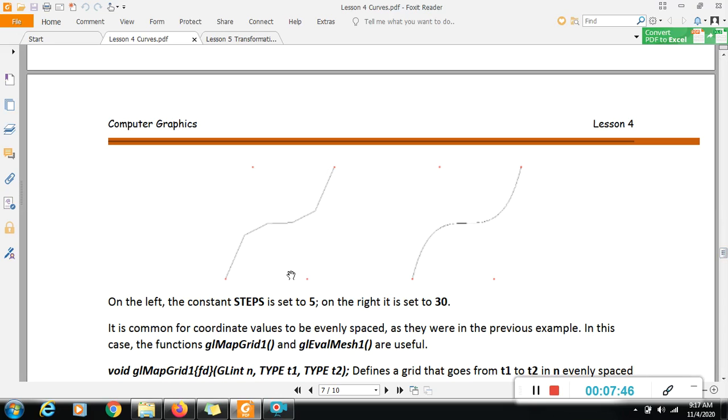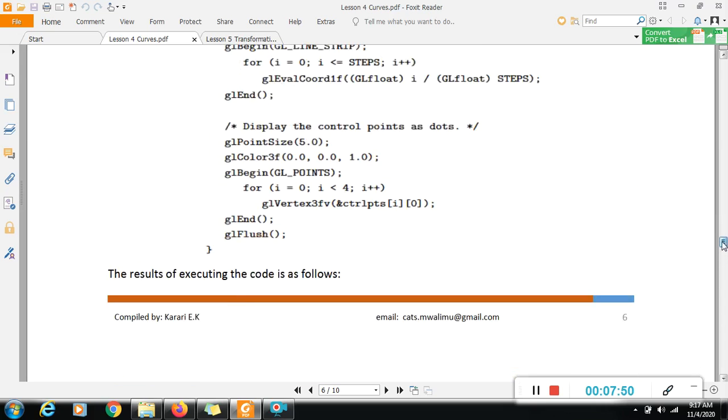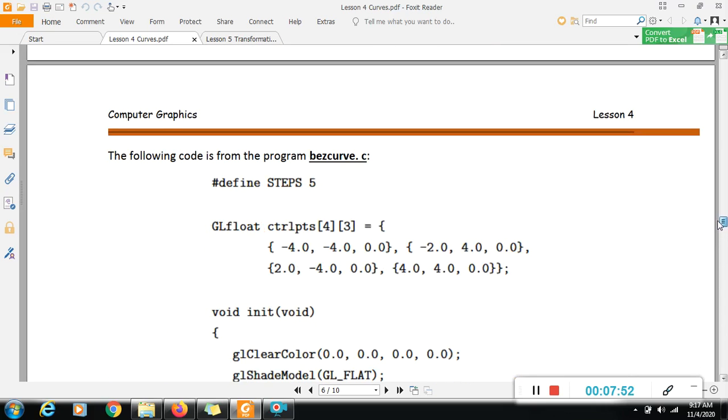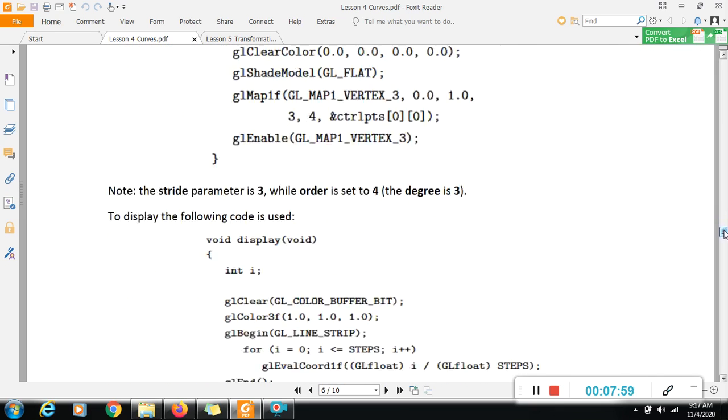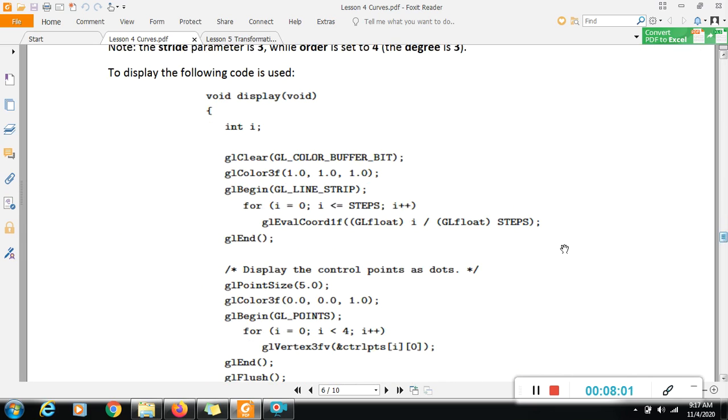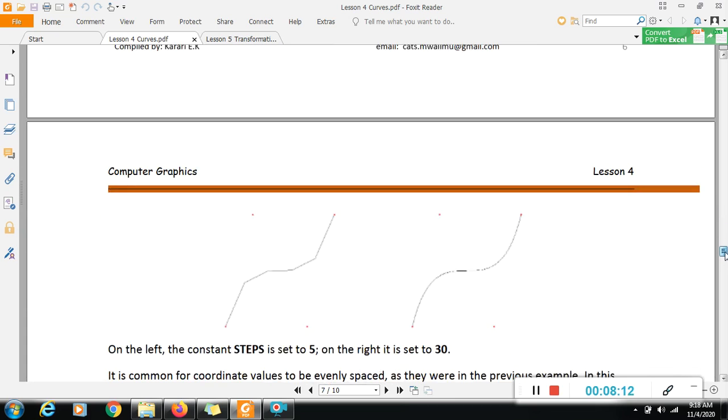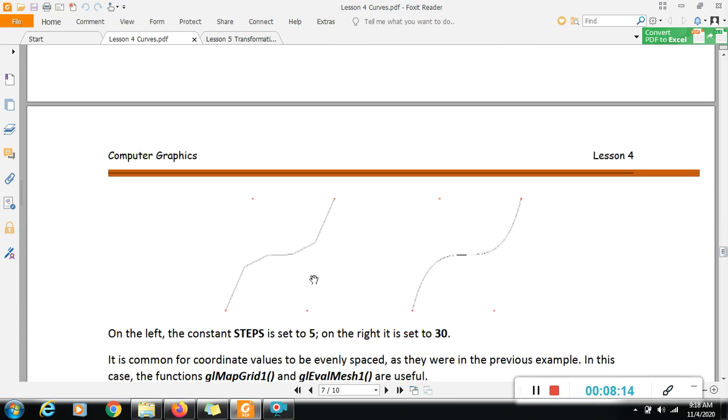Remember the constant defined at the top there. This one, the steps, these are the steps you're talking about. It is a constant defined for the number of iterations, actually it is implemented in the form of a loop within it. The number of iterations that is going to take place when this line is being drawn. And of course that is what you're seeing implemented in this form. This is when the steps are 5, and this is when the steps are 30.